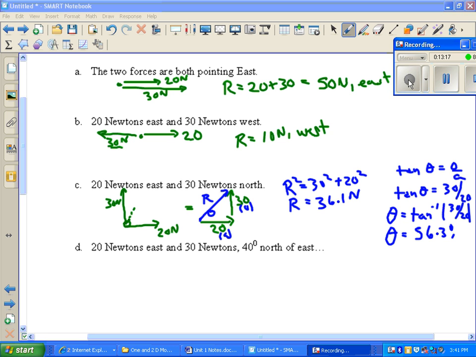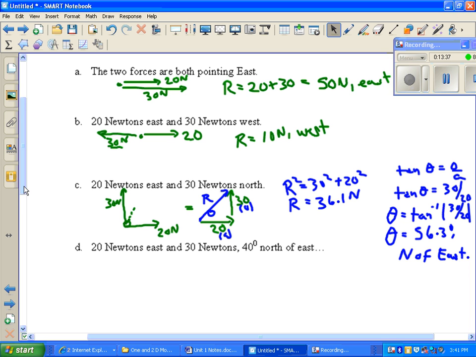And it is north of east because my reference line here, my 20, is going straight east, and I swing north of that to find R. So we'll say north of east. Now I'm going to hold off for this bottom one until the next video.